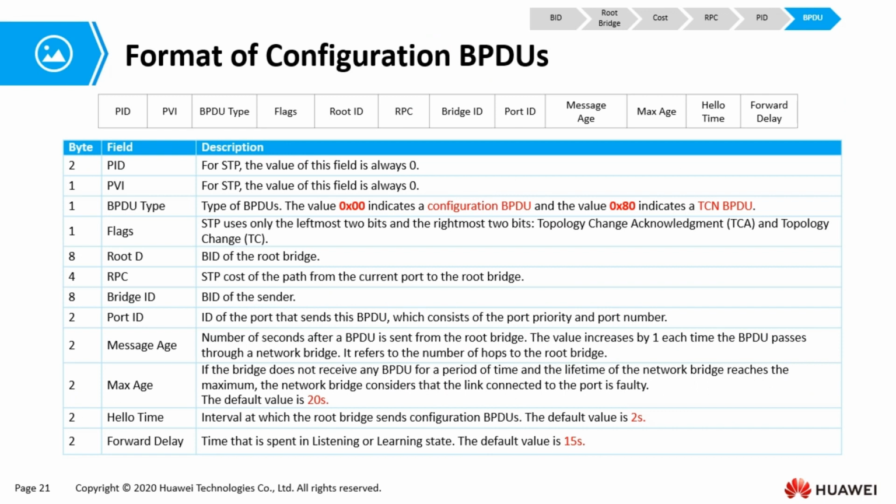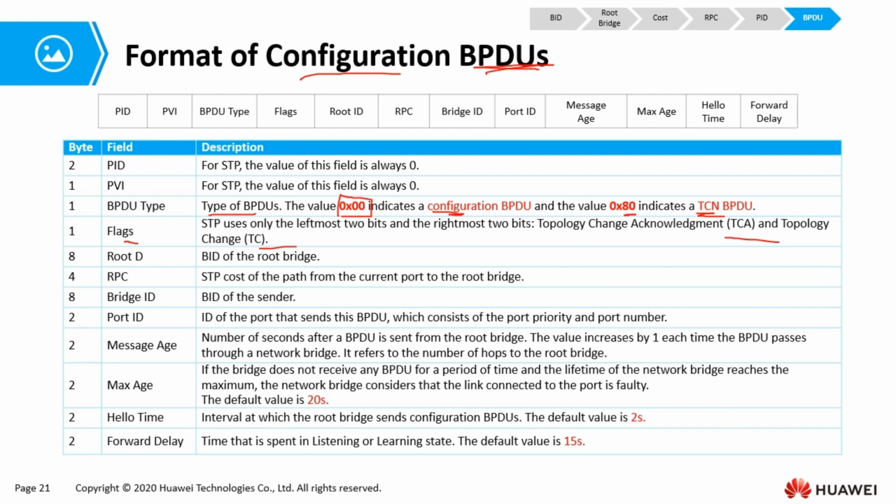So what is inside the configuration BPDU? Basically, here is all the information. You have to know the types of BPDU: 0x00 stands for the configuration BPDU, and 0x80 stands for the TCN, topology change notification BPDU. Then the flags. Later on, we will see what happens when we enable STP and the topology changes, and how they sense the topology change with the TCA and also the TC.